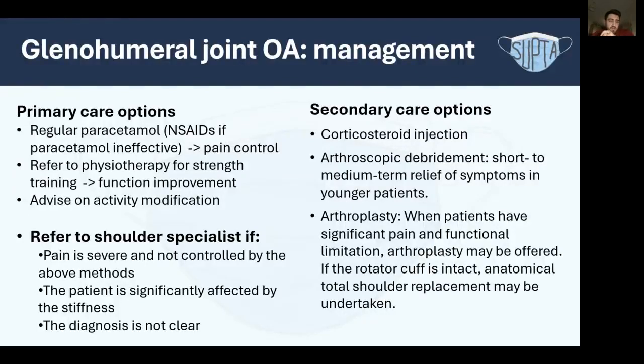And there are some criteria where you may want to refer the patient to a shoulder specialist, and that's if the pain is severe and not controlled with the above methods, the patient is significantly affected by the stiffness, and the diagnosis is not clear. And the secondary care options are steroid injections, arthroscopic debridement for temporary relief of pain, and arthroplasty when the patient has significant pain or functional limitation.